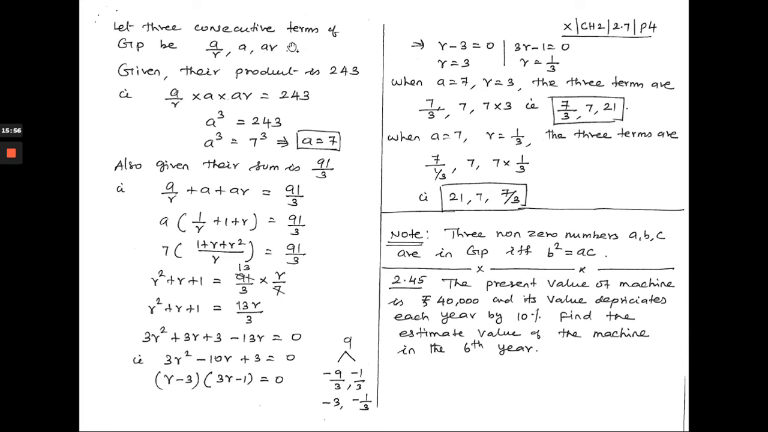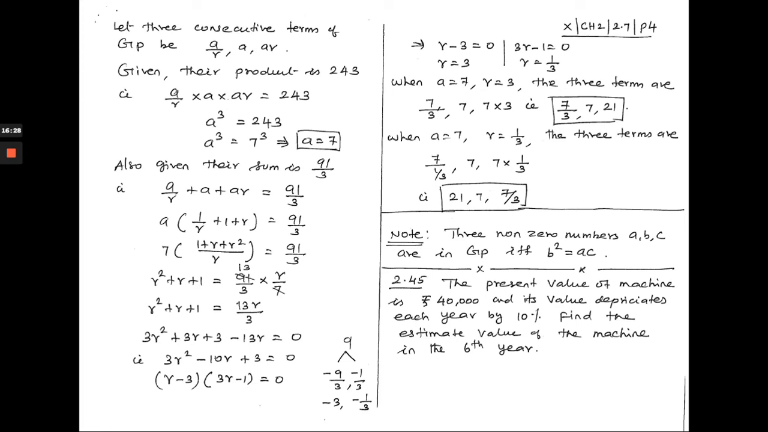Let the 3 consecutive terms of the GP be A by R, A, AR. Their product is 343, it is given. So A by R into A into AR is equal to 343. Here R and R cancel, A cube is equal to 343. Then A is equal to 7 cube, which is 7. Therefore A is equal to 7.